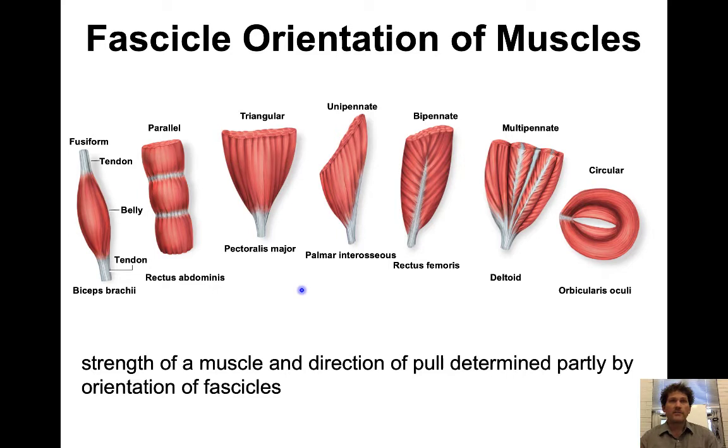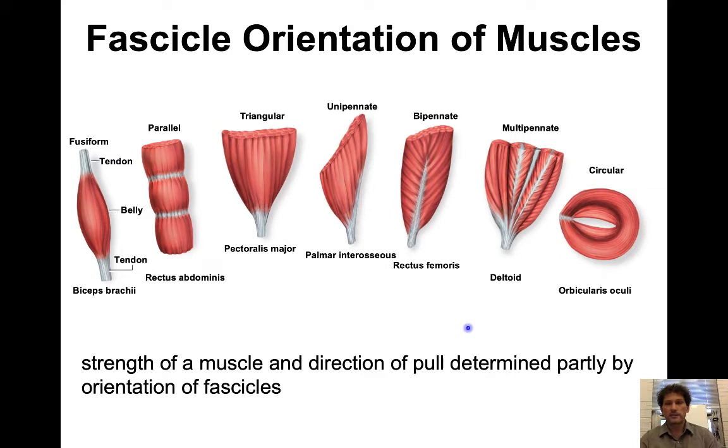Now, if we look at our fascicle arrangement, there are a lot of different orientations of these muscles that you'll see. And so the strength of our muscle comes from the orientation of those fascicles. You can see there's fusiform, parallel, triangular, multipennate, and circular, which we've learned about, right? This is really important when you're learning about muscle physiology and the forces that these muscles are putting on the bones.